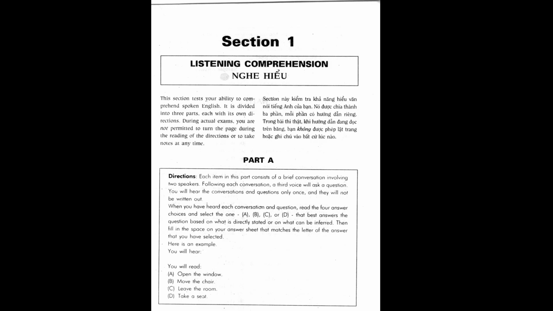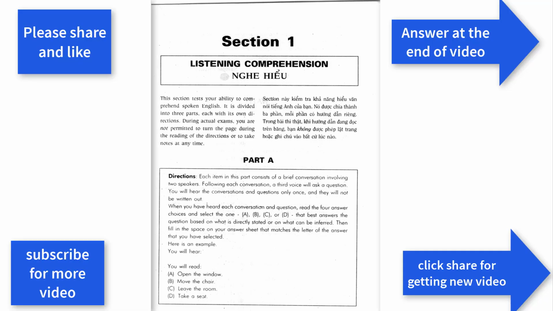Practice Test 4, Section 1, Listening Comprehension. Find the directions for this section of the test in your book and read along with them as they are read to you on the tape. This section tests your ability to comprehend spoken English. It is divided into 3 parts, each with its own directions.